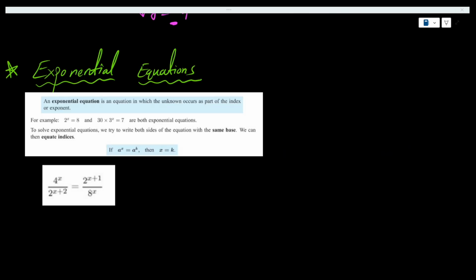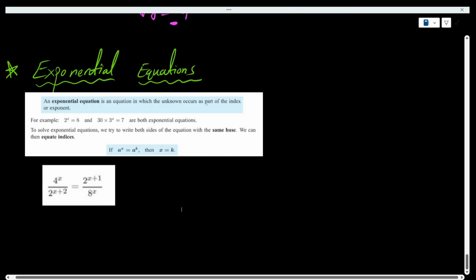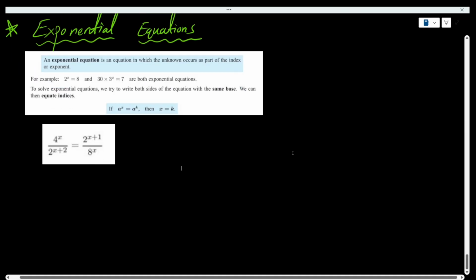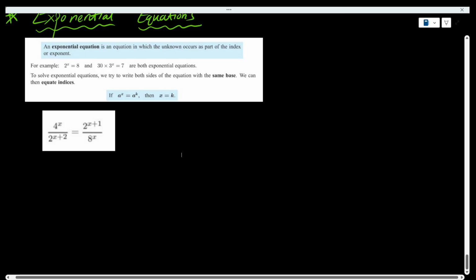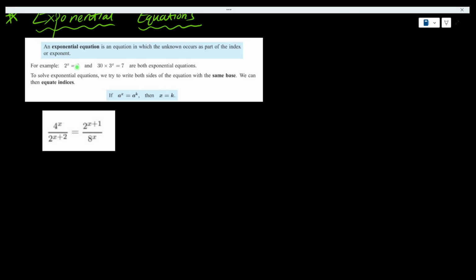Now, we have seen exponential equations earlier also, but we will cover this topic here as well, because we are learning about exponential functions. How do we simplify these kinds of equations? An exponential equation is an equation in which the unknown, meaning the variable, occurs as part of an index or exponent, like 2 to the power x equals 8.